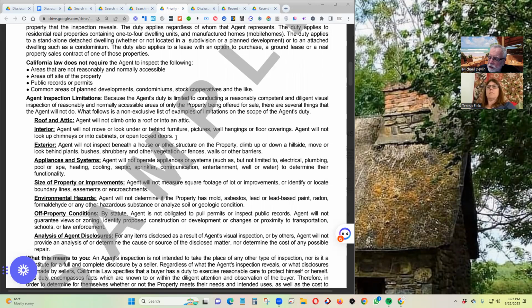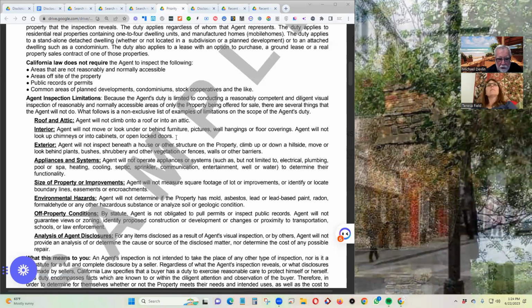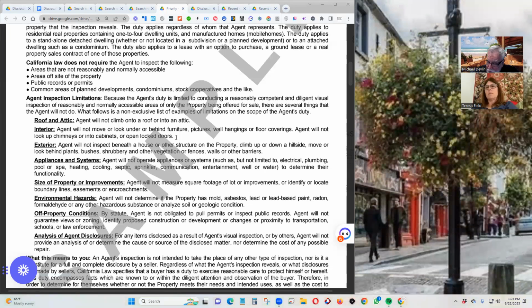Missing screens need to be disclosed. Sure. I actually had a buyer say, when the screen was missing, the only reason I bought this house is because I thought there were screens on all the windows. Really? The only reason? Exterior, we're not going to look underneath, we're not going to climb up a hill, we're not going to look behind plants, right? We're not going to operate systems to see if they work. We're not going to measure stuff, right?